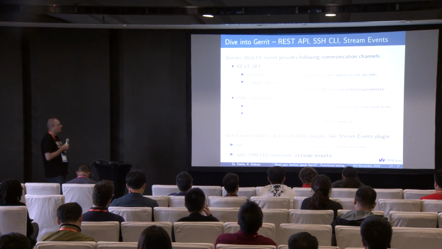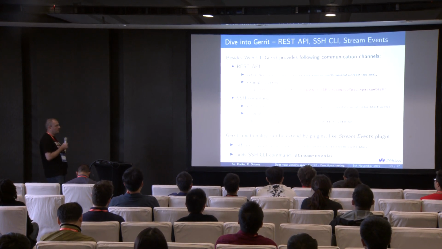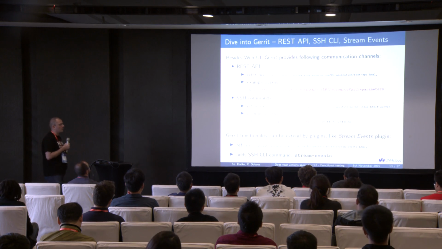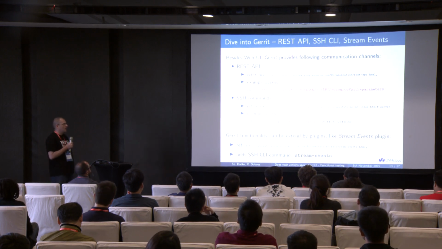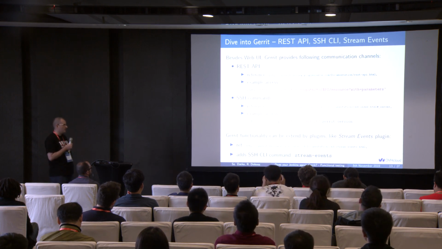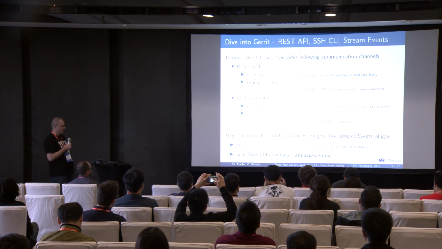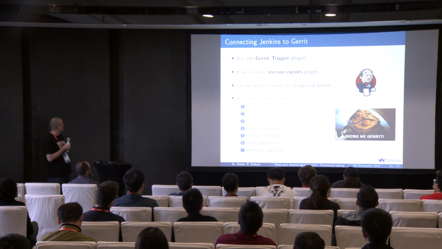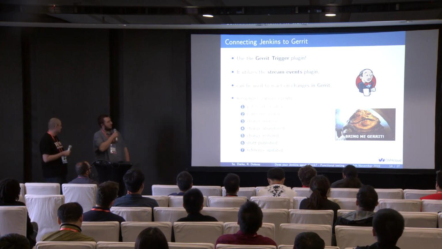So Gerrit itself provides us two communication channels, let's say. The first one is the REST API, and the other is SSH commands. And also Gerrit functionality can be extended by plugins, like, for example, stream events, and there are a lot of them.